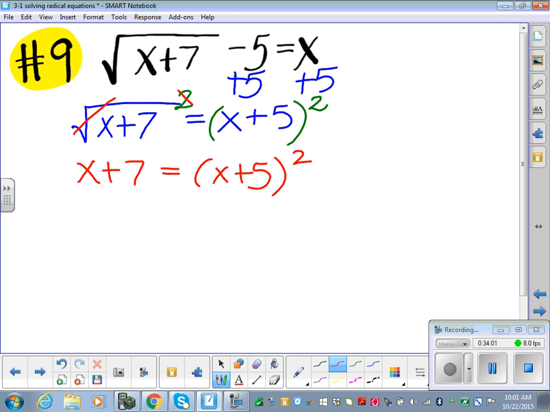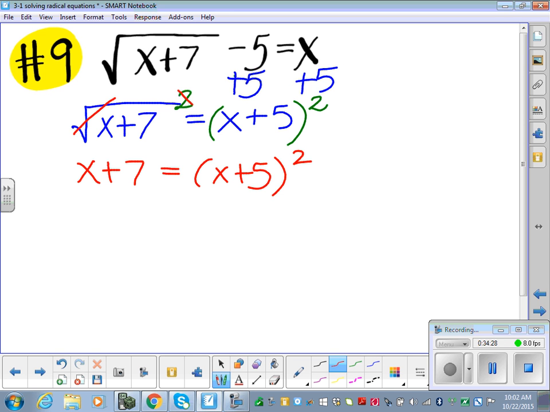Now this is how you would do it by hand, okay? You would multiply that out by rewriting it as x plus 5 times x plus 5. Double distribute, combine like terms, right? Then we would make sure our equation is set equal to 0. So we would bring this x over and this 7 over, right? And then from there, it would be quadratic, and we would solve using the quadratic formula. Does everybody understand how you would do it by hand?